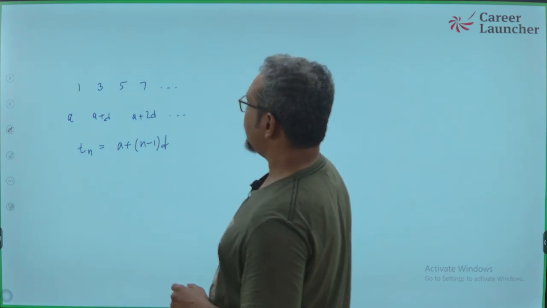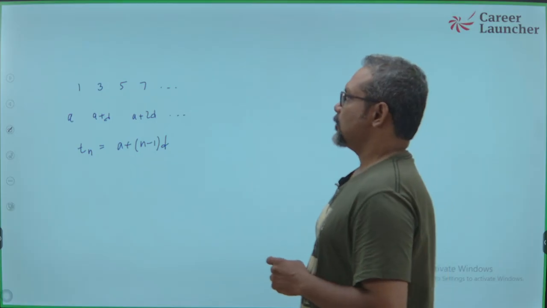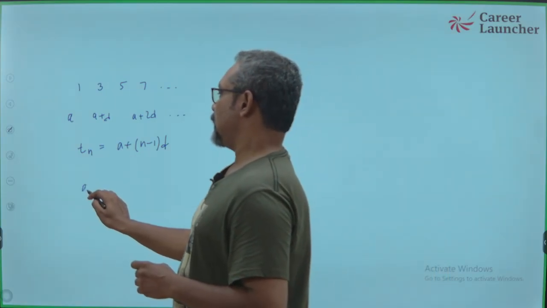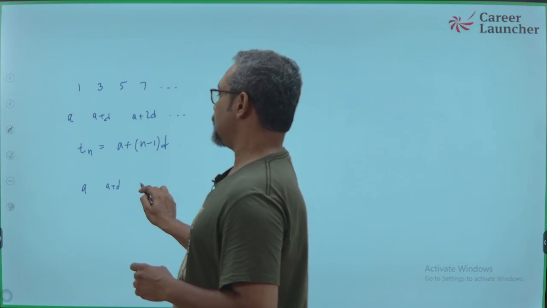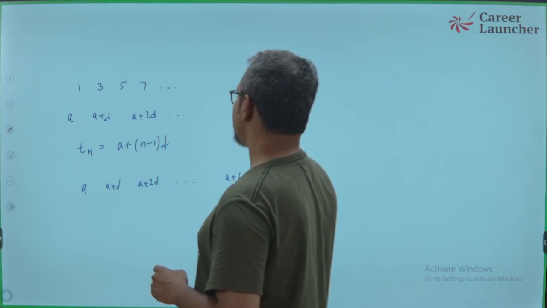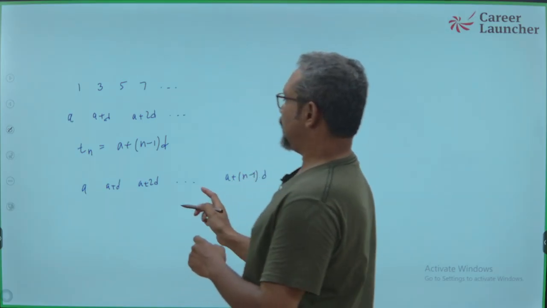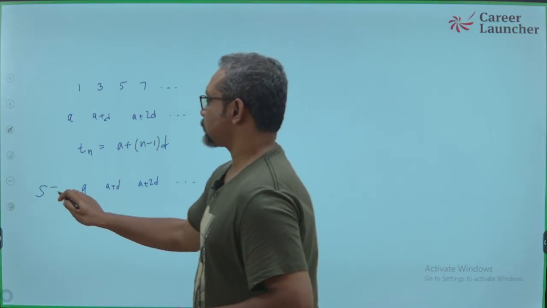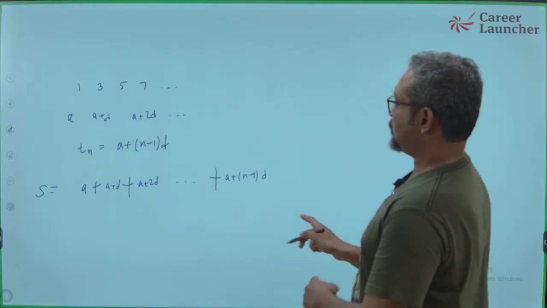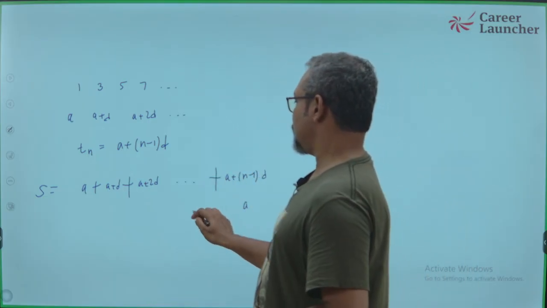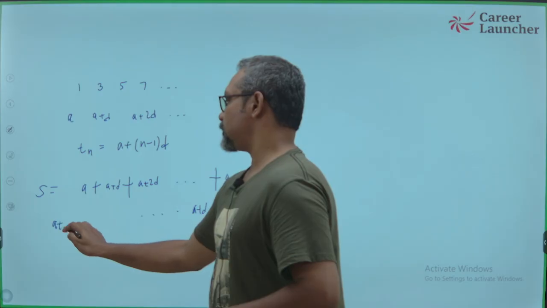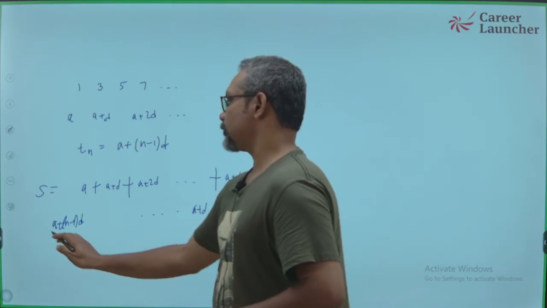And how do you find the sum of the terms? If you look at the series A, then A plus D, then A plus 2D, at the end it is A plus (n minus 1)D. If I write this in the reverse order, so this is A, then A plus D and so on, and last you will get A plus (n minus 1)D.